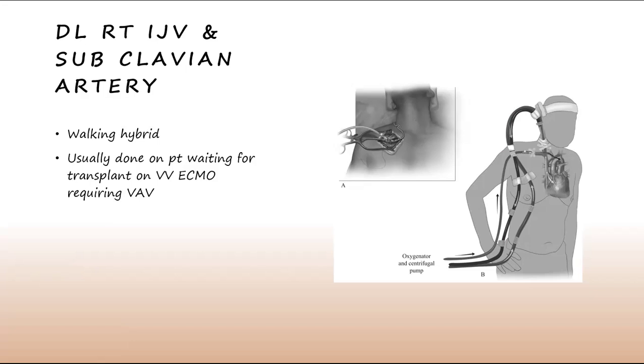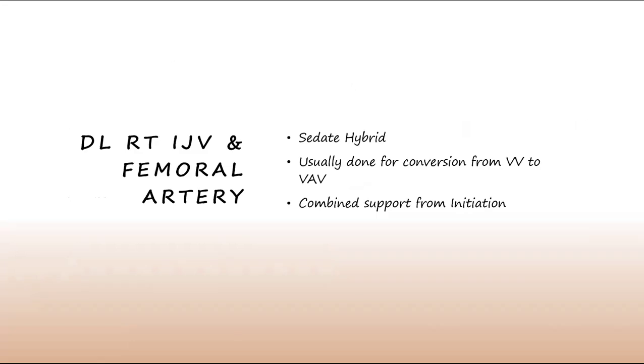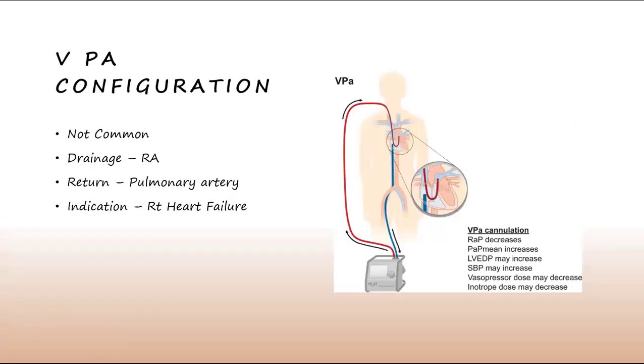So it's usually done in patients awaiting transplants here. You can do double lumen right IJV, femoral artery. It's called a sedate hybrid. That's a walking hybrid. This is a sedate hybrid. It's generally done for conversion from VV to VAV kind of an ECMO here. You can also do it from the initiation part also.